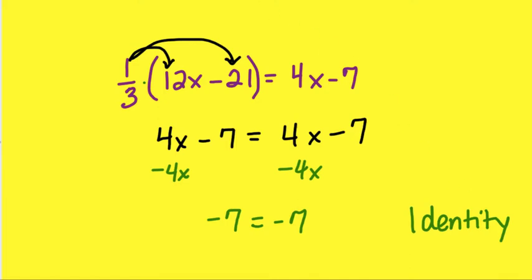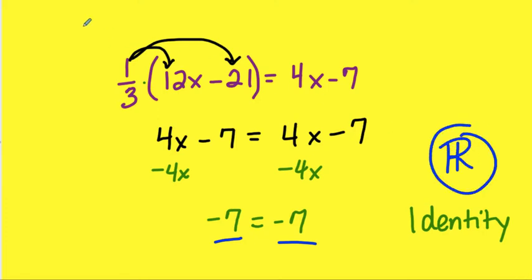The identity, anything equals itself. And negative 7 does, in fact, equal negative 7. So we would say our answer is all real numbers. And how did we look at that in class? Two lines and an R through it like that. That means all real numbers.